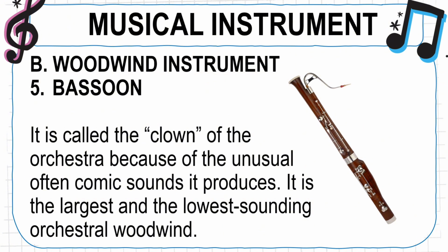Next, we have the bassoon. It is called the clown of the orchestra because of the unusual, often comic sounds it produces. It is the largest and the lowest sounding orchestral woodwind.